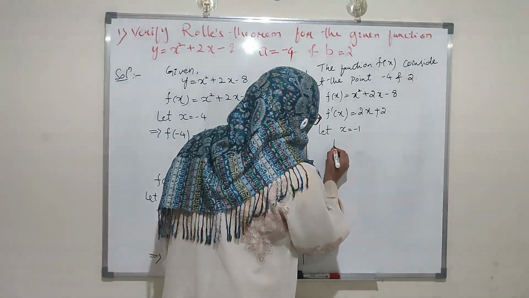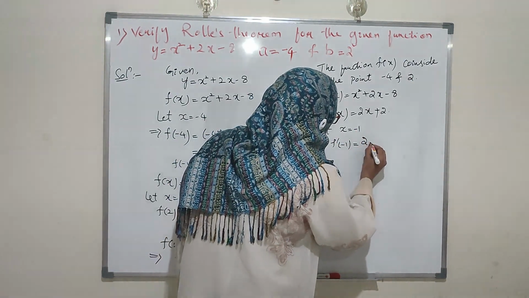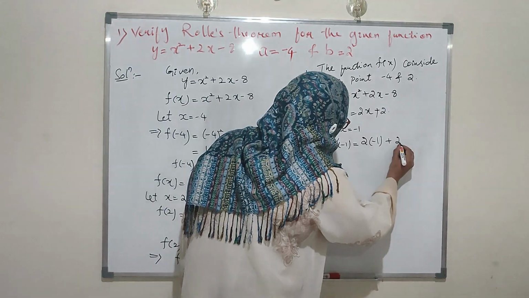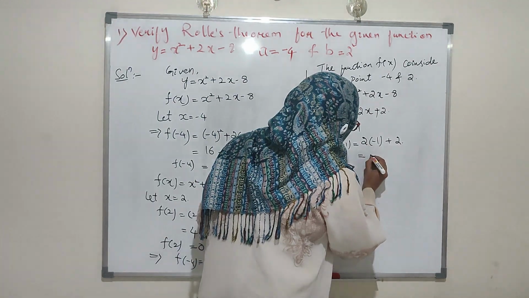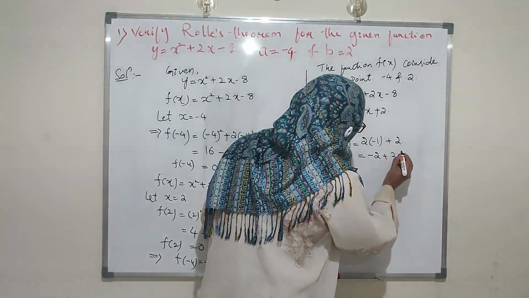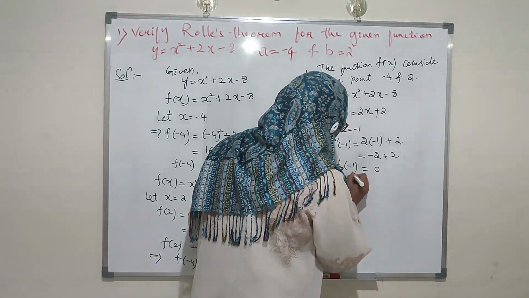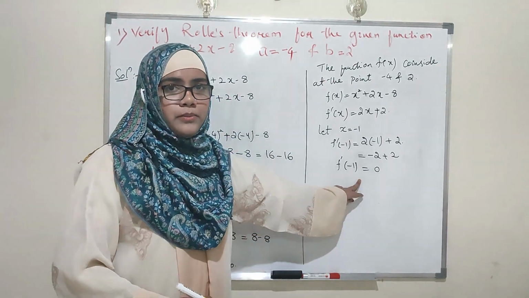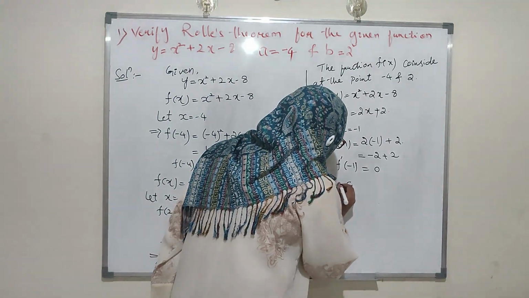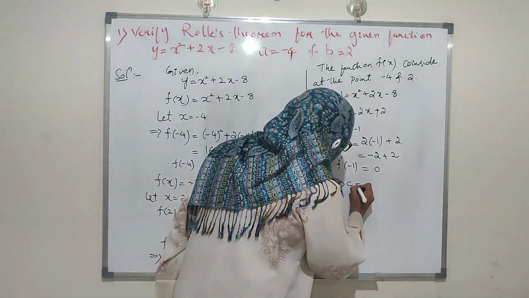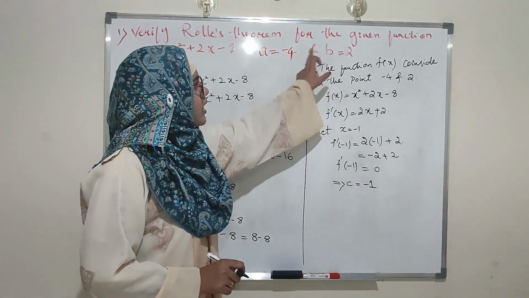Okay. What happens here? F dash of minus 1 equal to 2 into minus 1 plus 2. Now open this bracket. 2 ones are 2, plus minus 2, plus 2. So this plus 2 and minus 2 get cancelled. Then we get f dash of minus 1 is 0. So this point minus 1 is nothing but c. We got point c, which lies in between minus 4 and 2.